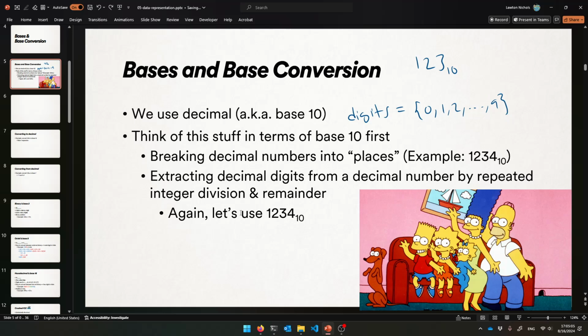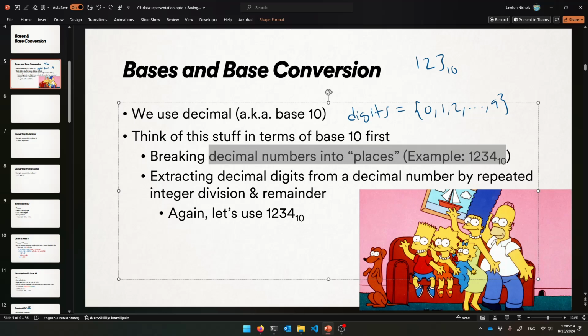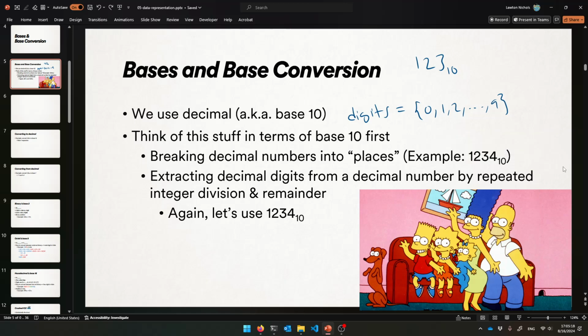Let's remember that elementary school stuff of breaking down decimal numbers into their places, because that's going to become important when we have more than just decimal. Here is 1,234 in decimal, the number that we know and love. We know how to break that down. In elementary school, we learned that that's 1,000 plus 200 plus 30 plus 4.